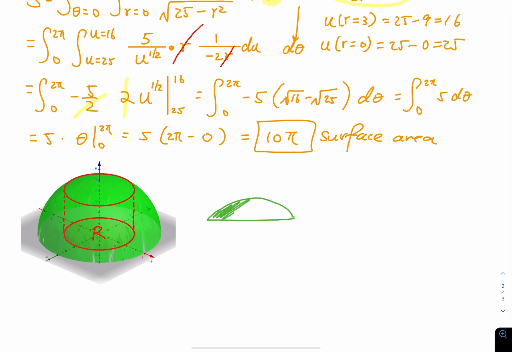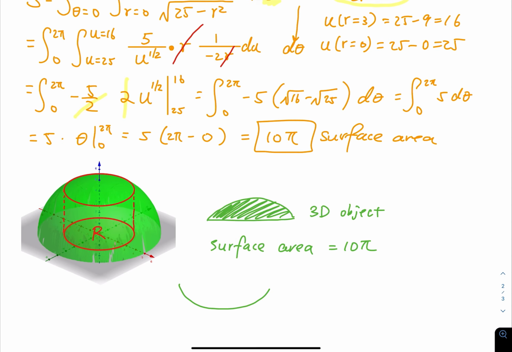And then this is the surface area. It's not the flat surface area above the cylinder. It's the surface area of this green plane. So this is a 3D object, just like a piece of glasses. And the surface area of that object, three-dimensional, equals 10 pi. That is the surface area, not the cylinder, not the entire hemisphere, just this little piece above the cylinder.